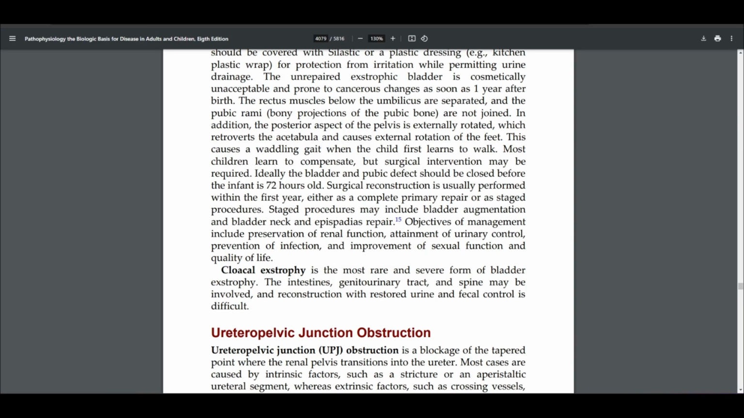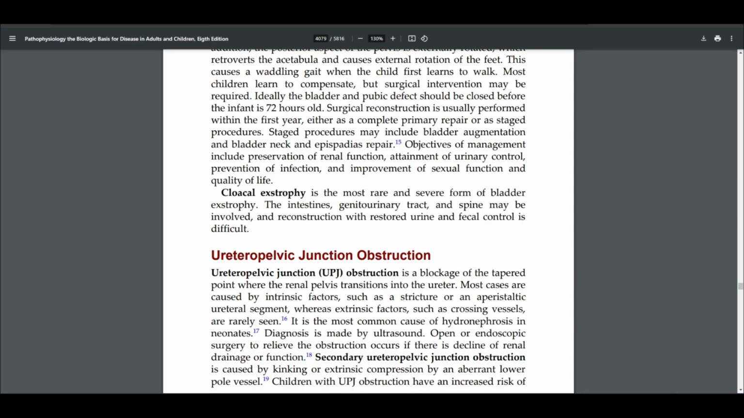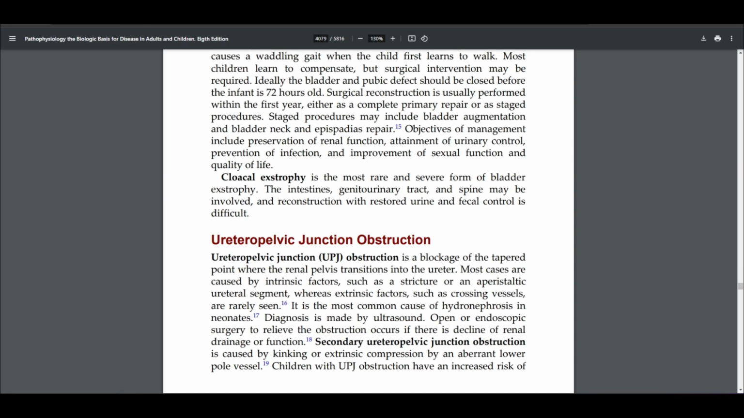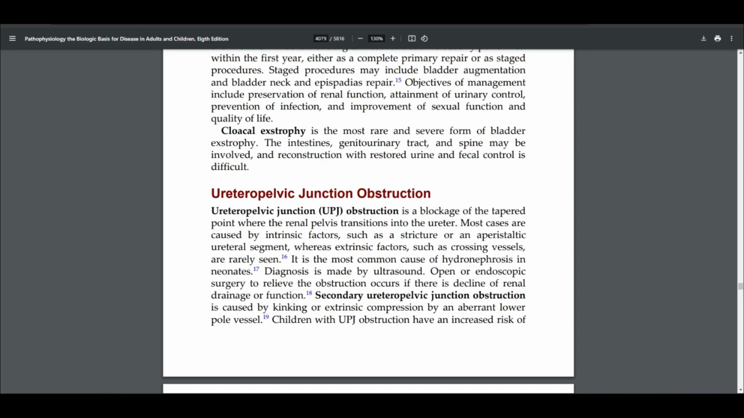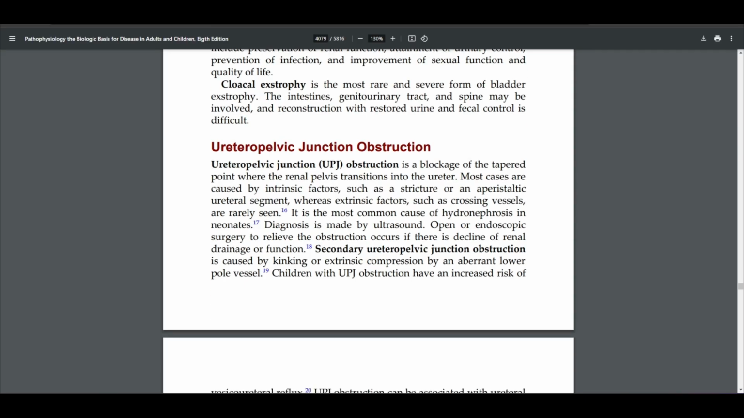Cloacal exstrophy is the most rare and severe form of bladder exstrophy. The intestines, genitourinary tract, and spine may be involved, and reconstruction with restored urine and fecal control is difficult.